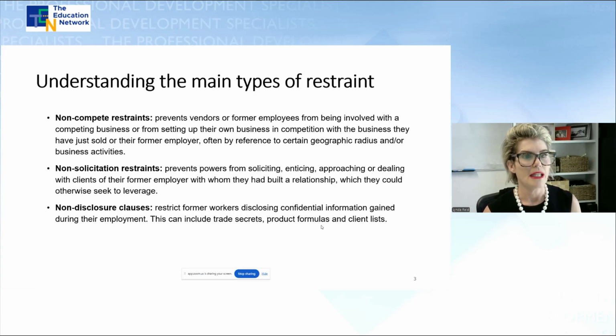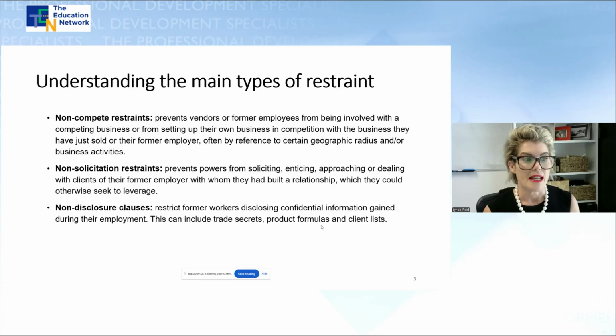So first of all, let's have a look at the three main types of restraint. The first is a non-compete restraint. So once you leave a particular business, the person who is being restrained from activities that would involve them with a competing business or from setting up their own business in competition with the organisation that they have just left, whether that's because they've sold that business or they've left their employment. And it's often with respect to certain geographical areas or particular types of business activities.